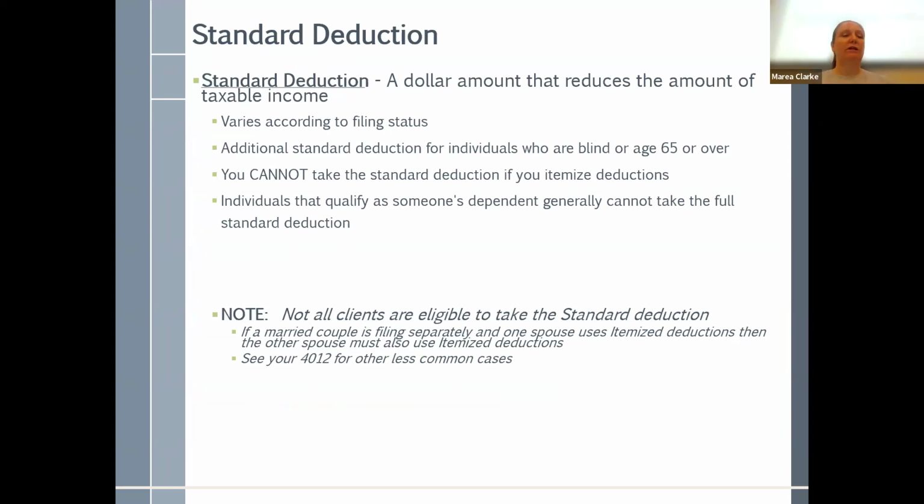The standard deduction is a set dollar amount that reduces the income. For this, almost everybody can take the standard deduction. Generally, the exception is people who are married filing separately. If one spouse itemizes, the other one has to. Otherwise, people can take the standard deduction if they want.